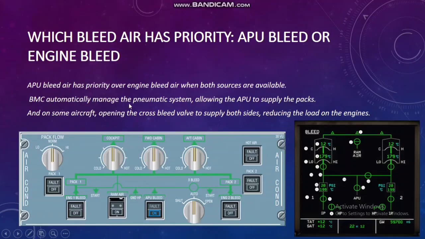The BMC will automatically manage the pneumatic system, allowing the APU to supply the pack. So the BMC will manage this situation about the priority. And on some aircraft, opening the cross bleed valve supplies both sides, reducing the load on the engine. You can use cross bleed supply for both sides.